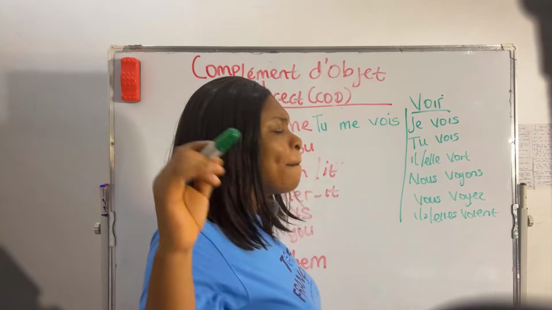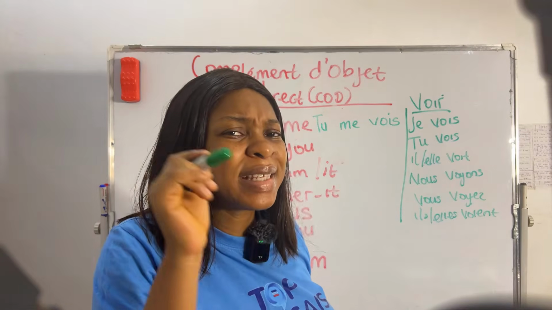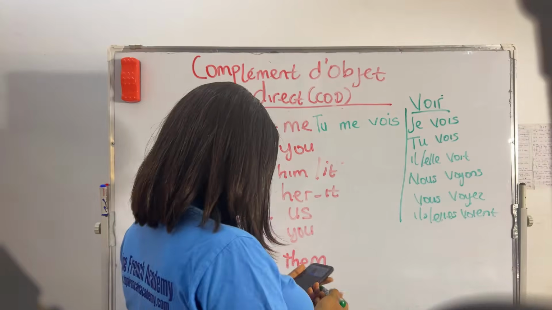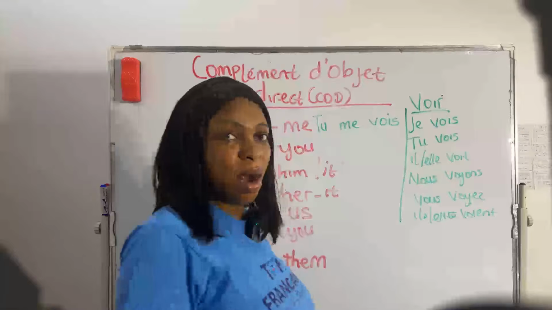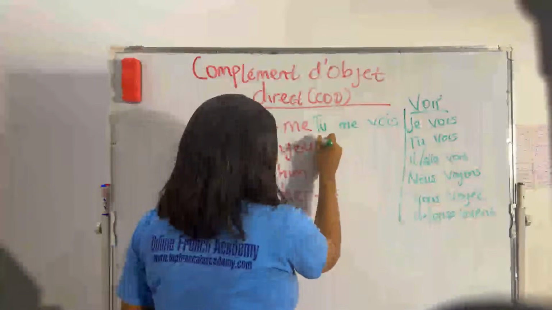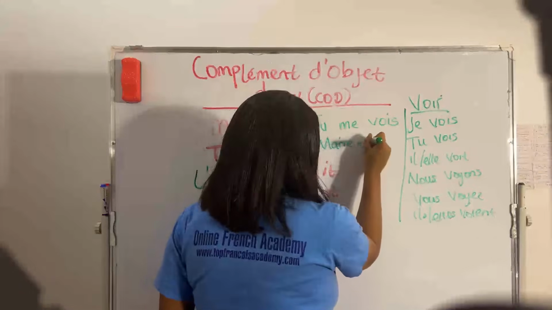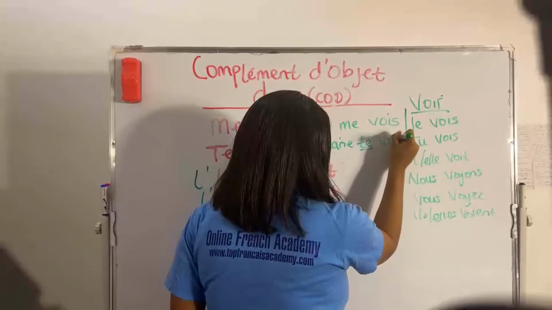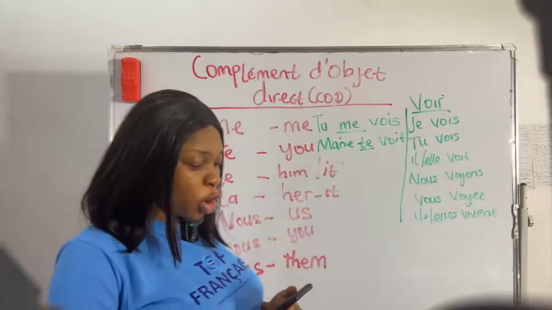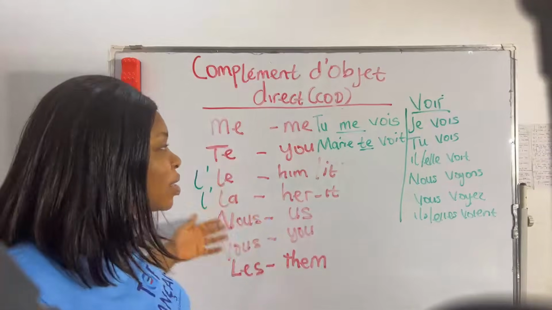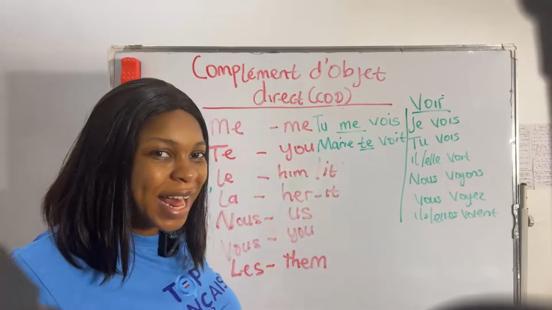So now let's look at it. I want to say, Marie is seeing you. Let's break it down. Of course, Marie is a female, elle. So I will use voit for Marie. Marie te voit. Do you see that? Marie te voit. Meaning what? Marie is seeing you. Do you see that now?